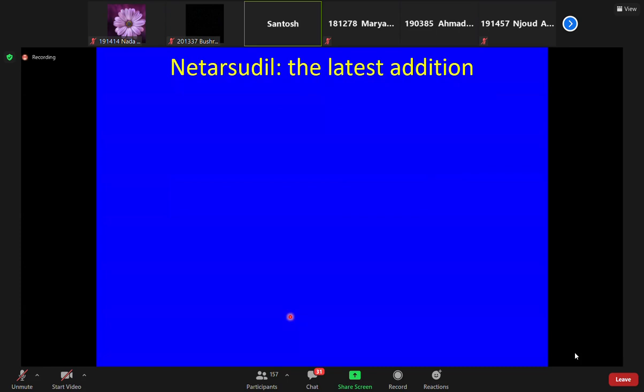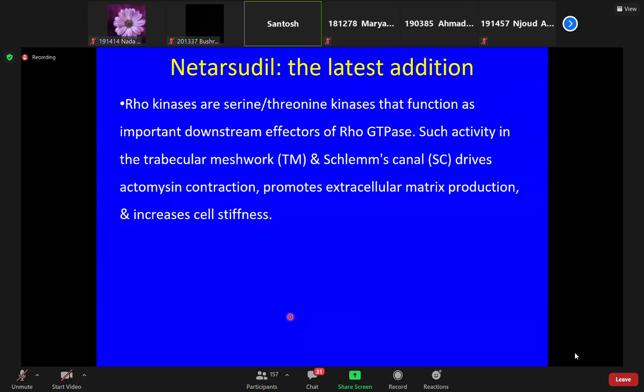So that was prostaglandins. Now another drug, which is netarsudil, and this is relatively newer, but it's been about 3-4 years now. To talk about this drug, you need to know there are Rho kinases. These are serine threonine kinases that function as important downstream effectors of Rho GTPase. Such activity in trabecular meshwork and Schlemm's canal drives actomyosin contraction, promotes extracellular matrix production, and increases cell stiffness.